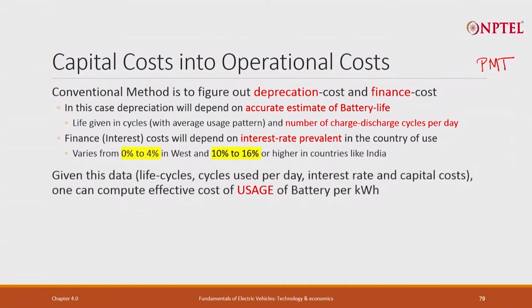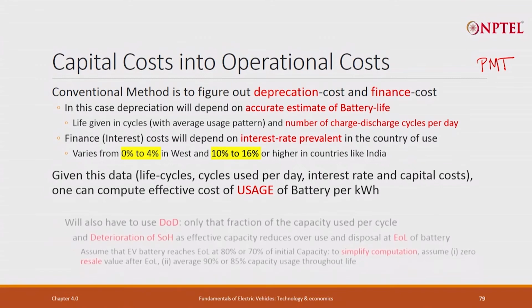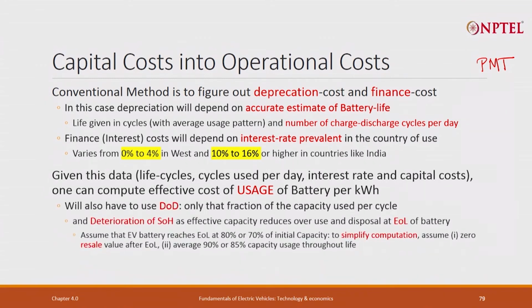Given this data: life cycle, cycles used per day, interest rate and capital cost. Cycles used per day is important. Why? Are you using one cycle per day, charging and discharging once every day? Or are you charging and discharging two times? If you are charging and discharging 2 times, then it will last for half the time, so your depreciation and interest need to be taken over half the time. That calculation is important. Cost and effective usage of the bus. We also have to take into account other things.